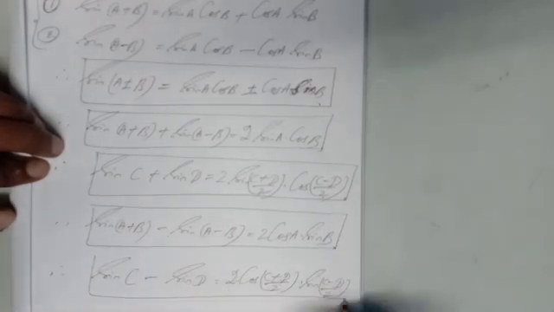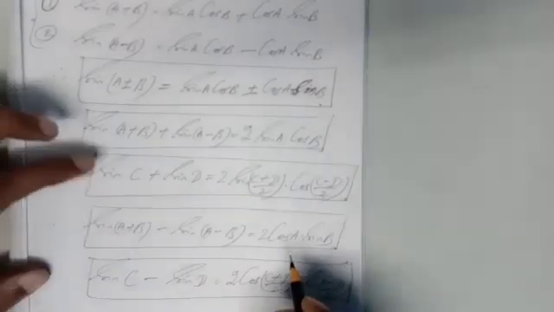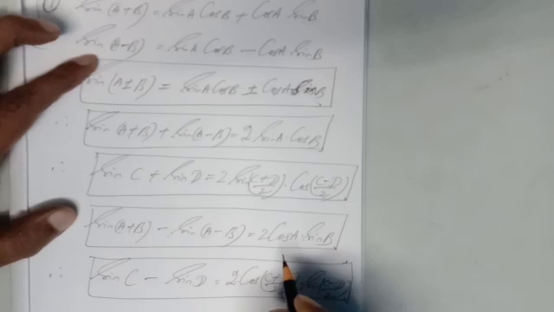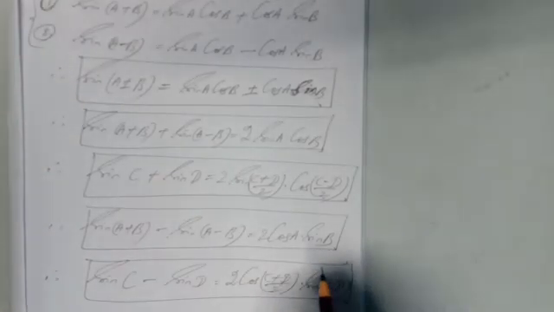How many derived formulas did we get? 1, 2, 3, 4, 5. There are 5 formulas obtained from the first two. This is all about sin a plus b and sin a minus b.